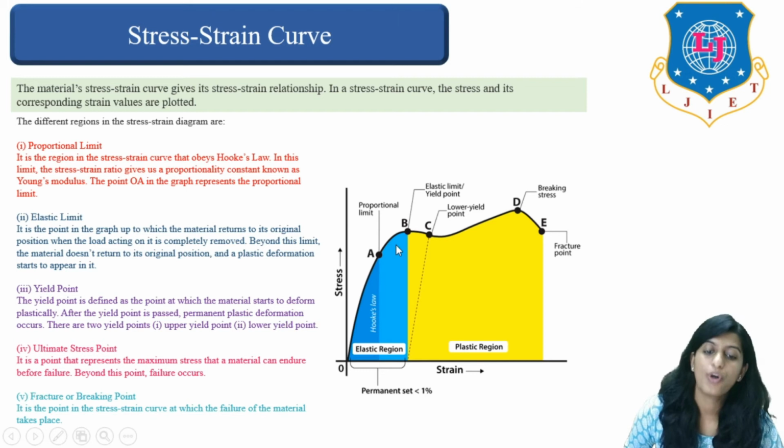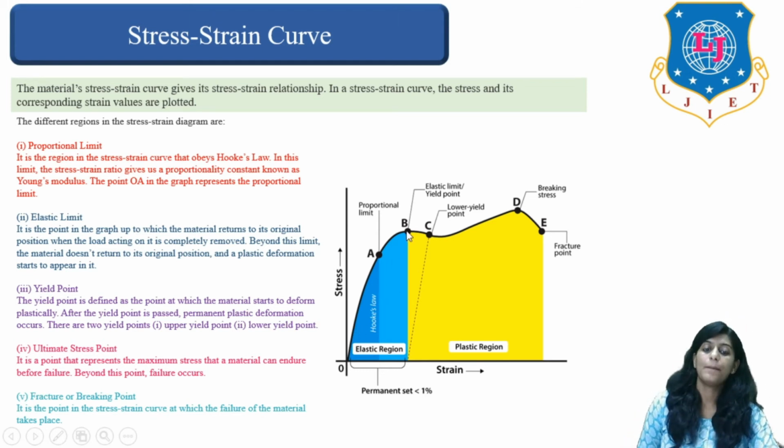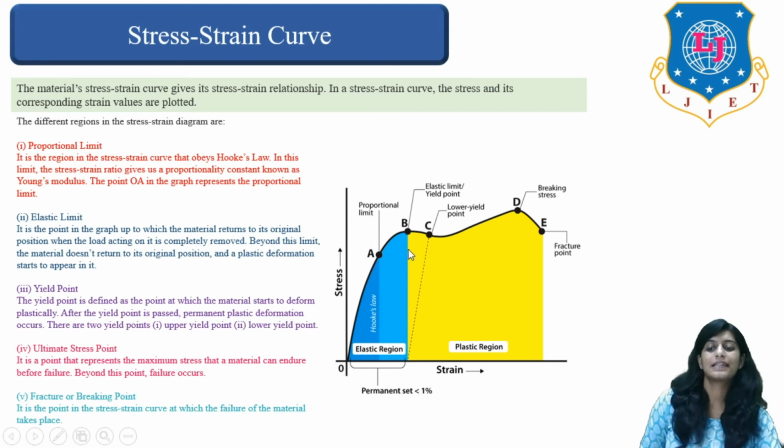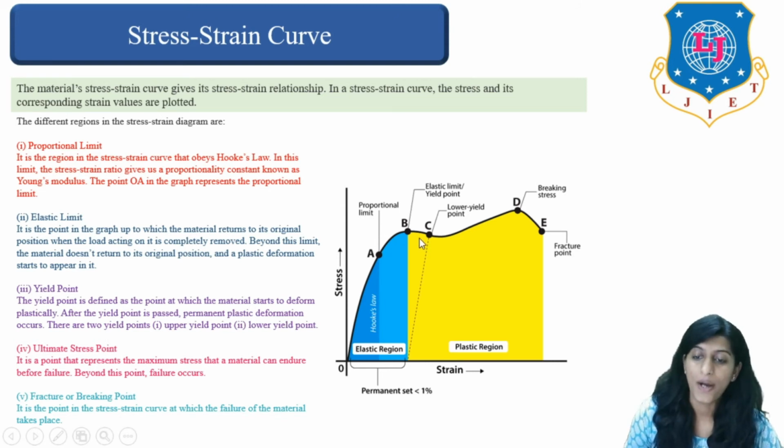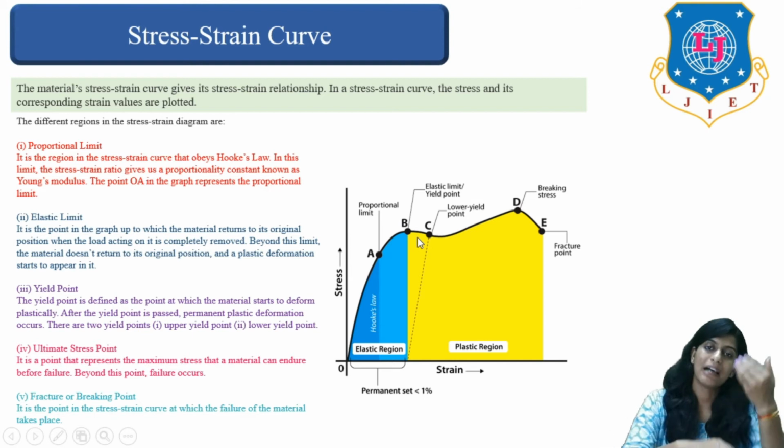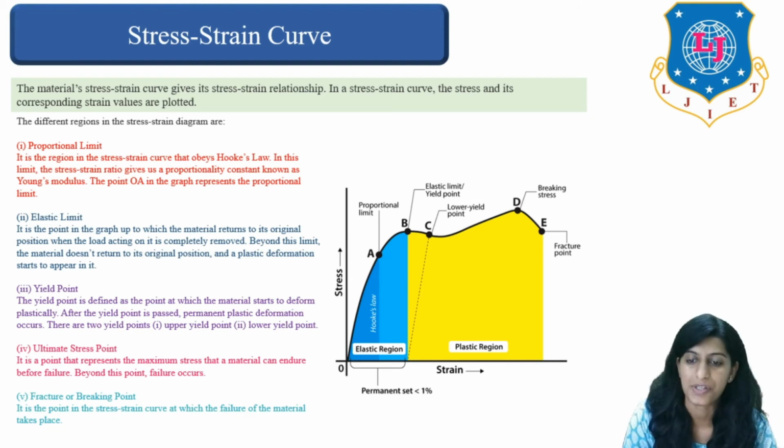So point O to A will follow Young's modulus. Then coming to point B, which is our elastic limit. At this point, the material returns to its original position when the load is removed. Right, from point A to B, if we remove the load, the material will come back to its original position.